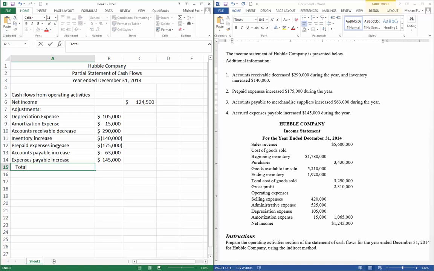I'll say total adjustments. And then we'll have our net cash provided by operating activities, which will equal the net income plus the adjustments. Wait, oh, I know I did net income wrong. Look, it's 1,245,000. No wonder that smelled bad.